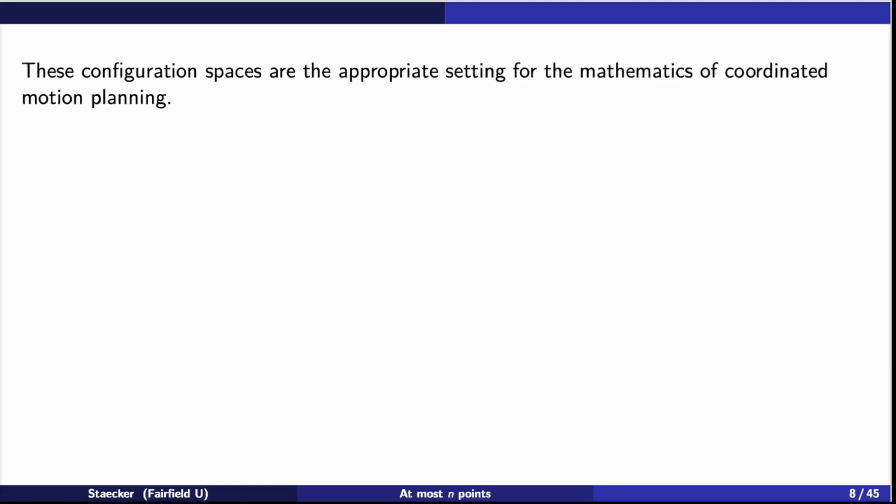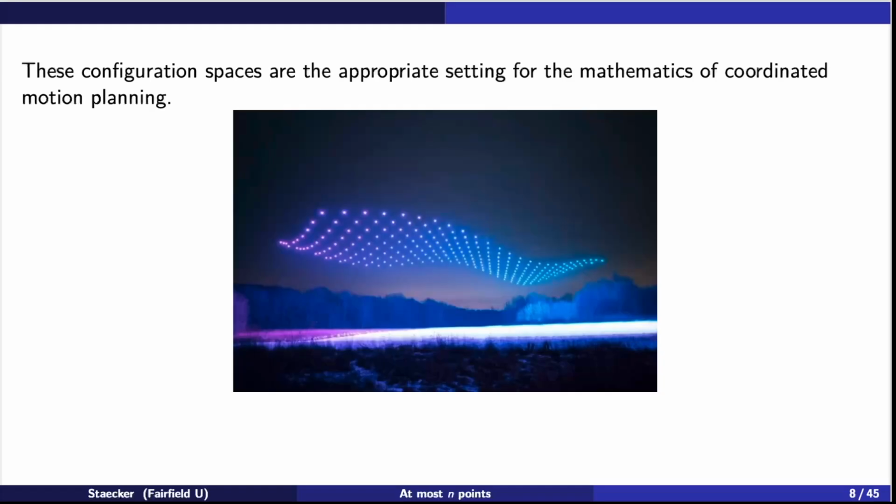All right. These come up in applications, which I know essentially nothing about, but they are the appropriate setting for the mathematics of coordinated motion planning. If you have a lot of individual robots or things that need to move around without colliding. For example, if you have one of these drone light shows, this particular motion, with all of these little things moving around, would be modeled in this configuration space D250. I counted the dots here. There's 250 of R3 because they're moving inside of R3.